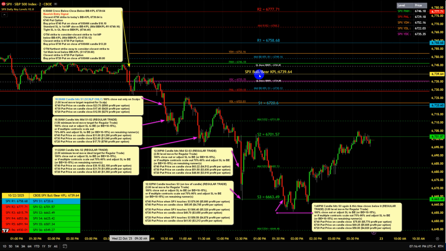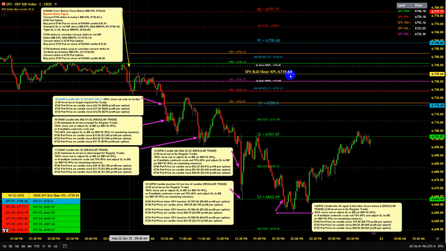So every day you will get a new bull bear key price level for that particular session, along with your other levels that you see here. The other main levels, which this bull bear KPL is considered a main level, are going to be the R1 through R6 levels above the bull bear KPL, and the S1 through S6 main levels below the bull bear KPL.